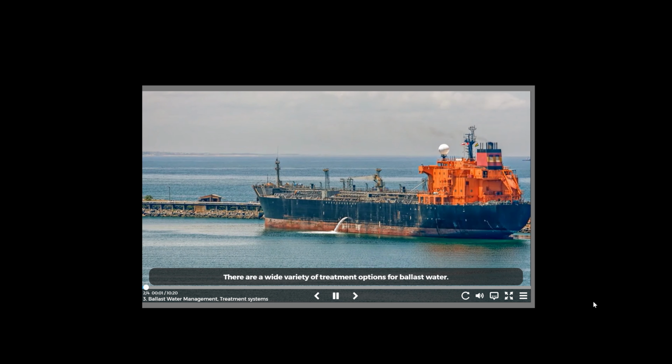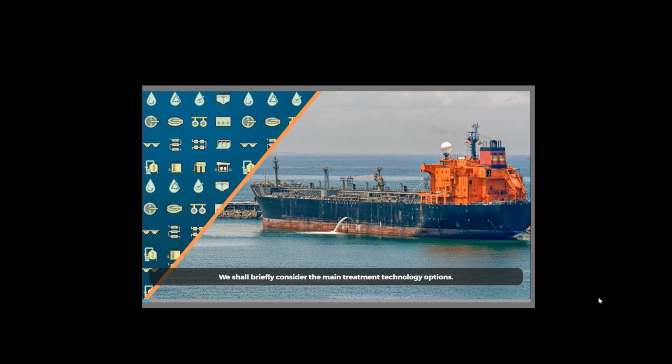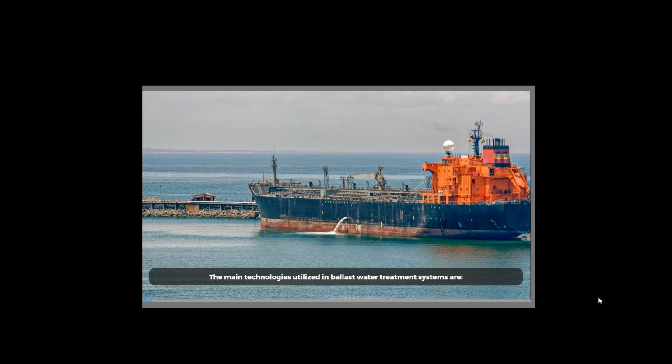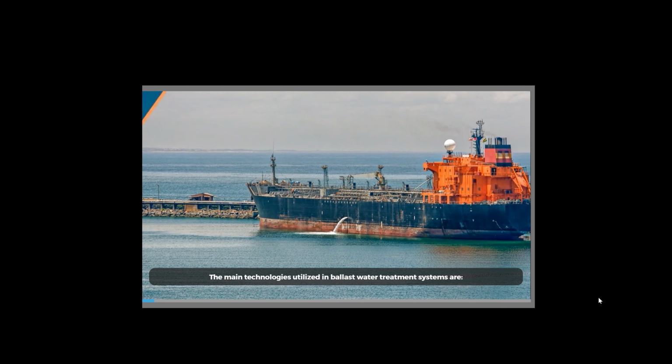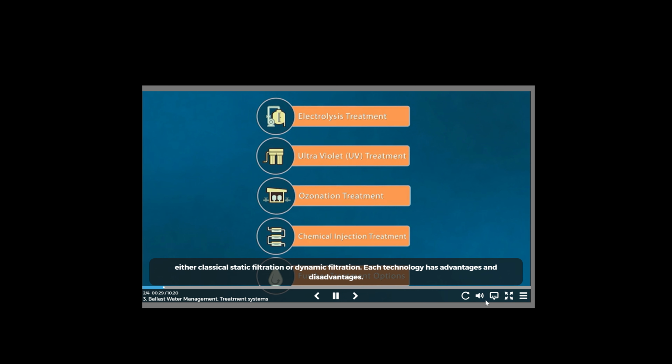There are a wide variety of treatment options for ballast water. We shall briefly consider the main treatment technology options. The main technologies utilized in ballast water treatment systems are electrolysis treatment, ultraviolet treatment, UV, ozonation treatment, and chemical injection. Most of these technologies are supplemented by filtration, either classical static filtration or dynamic filtration. Each technology has advantages and disadvantages.